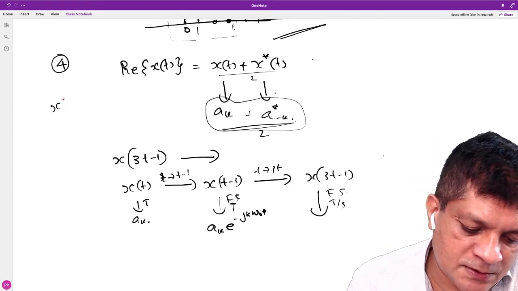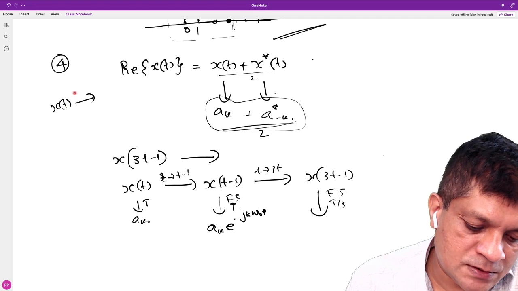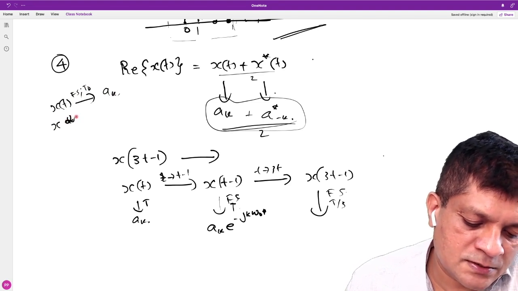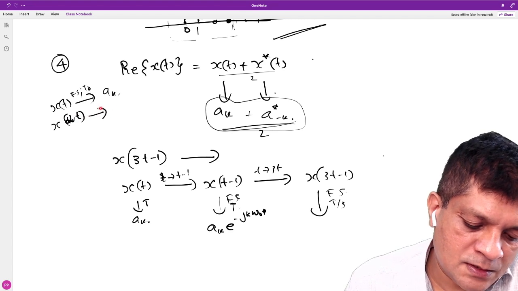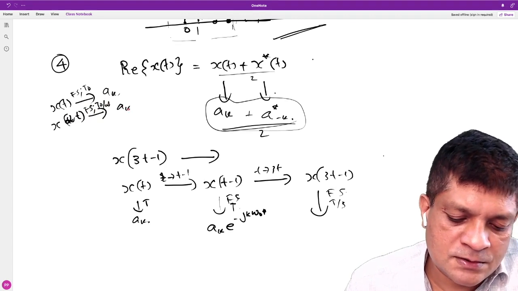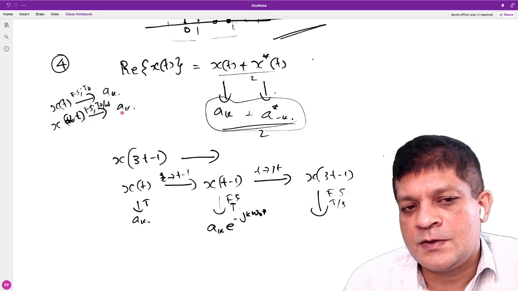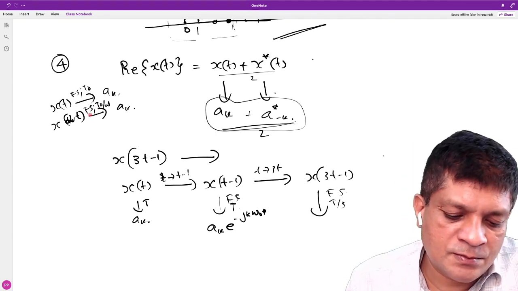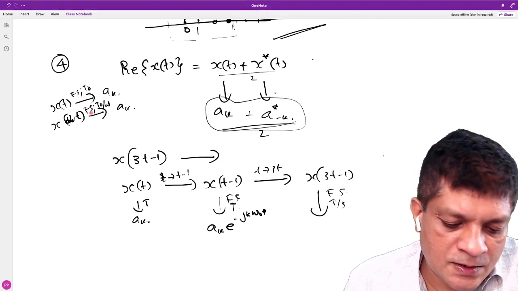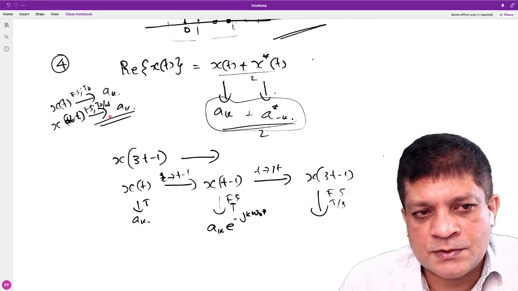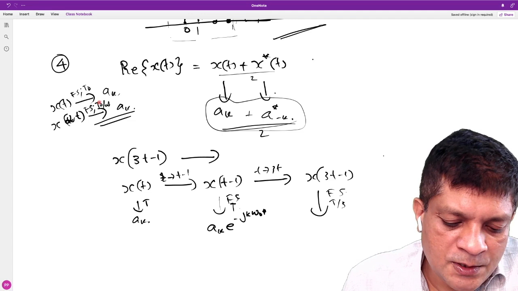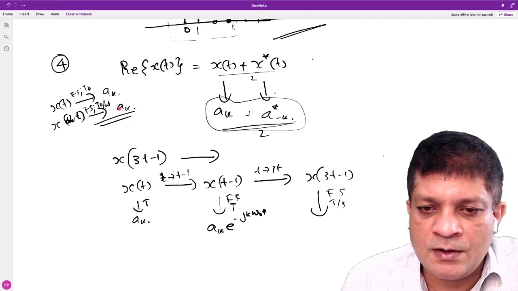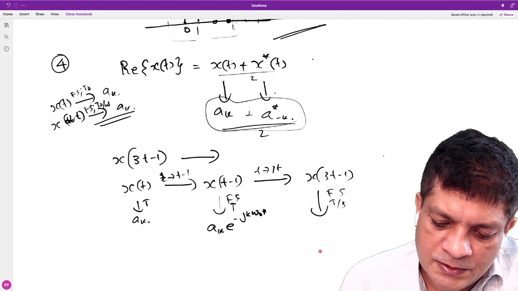The property is that if x(t) has a Fourier series with respect to some period T0, with coefficients a_k, then x(αt) has a Fourier series with respect to the period T0 by α, and the coefficients are the same a_k. Here we assume that α is positive. With respect to that period T0 by α, you will get the same coefficients. I have proved this in the class. So what is the answer?